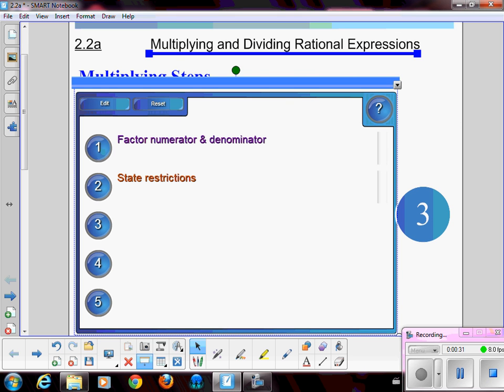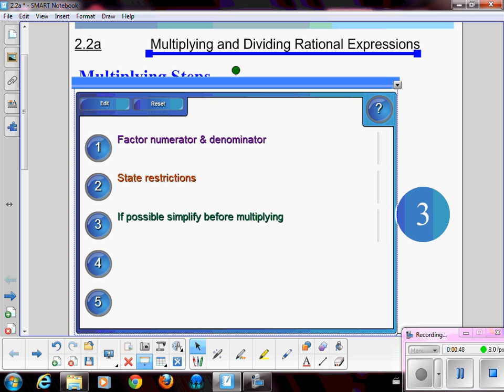We need to state our restrictions the same way as we did when we simplified. Then what we need to do, if possible, is simplify before multiplying. So if we can simplify, we want to do that.